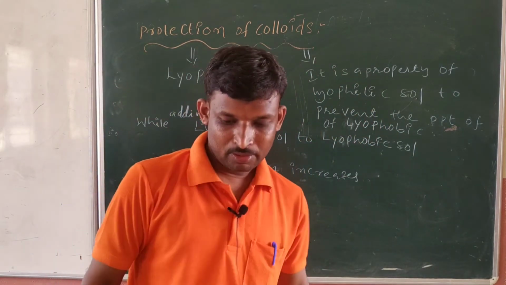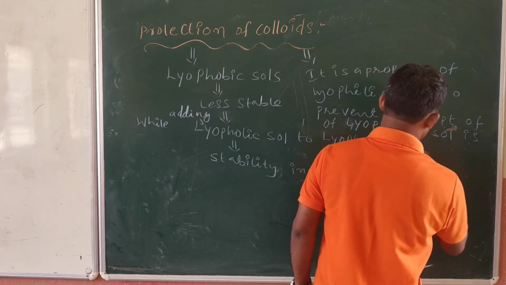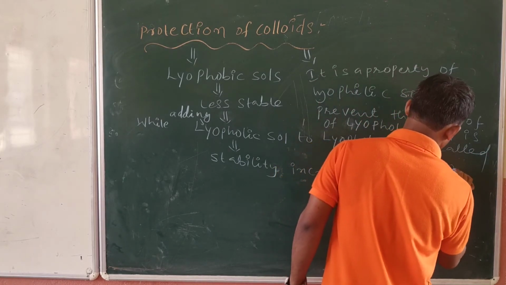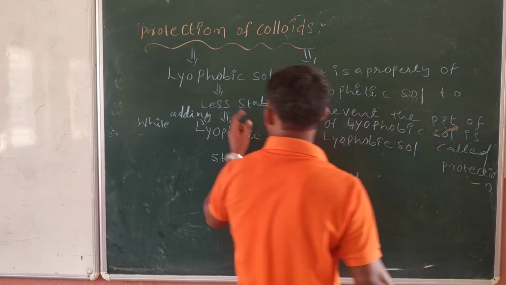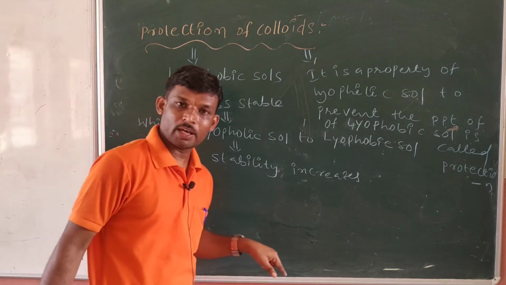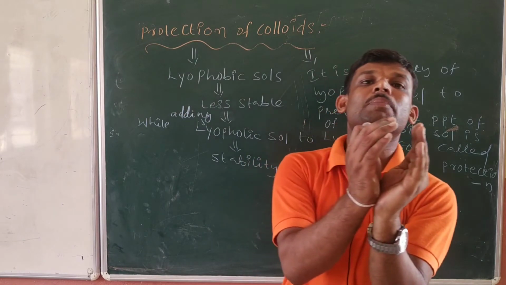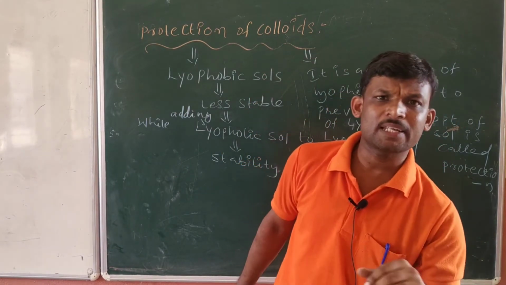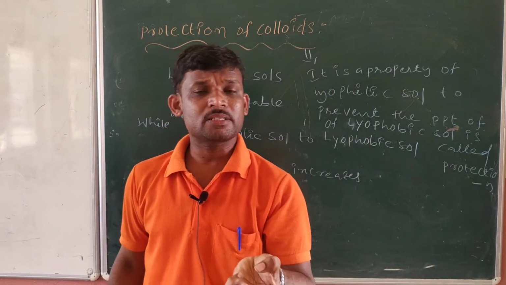Yes, am I right or not? So what happened? What I told you here, see, stability is increasing. Generally, lyophobic sols easily precipitate. Why? Because generally the affinity between the DP and DM, the dispersed phase and dispersion medium, is very less, negligible. In that case, the particles simply settle down easily.